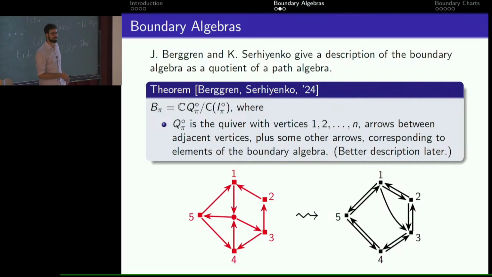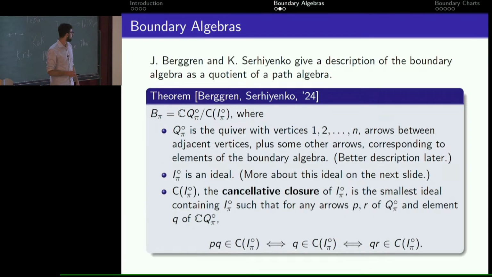And there's some other arrows. I'm going to tell you later how we get them, but some other arrows which somehow come from the boundary algebra. So if we start with the quiver I was using as an example before, we end up with this quiver Q pi circ. We also have this I pi circ, which is an ideal. Again, I'm going to say a little bit more in a second.